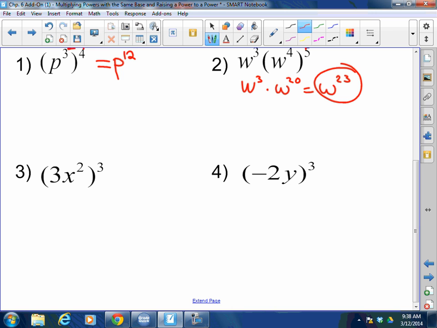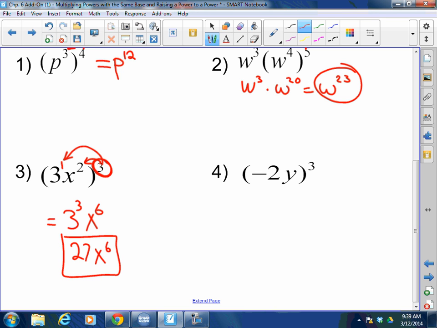Is there an exponent here on the 3, guys? There's an invisible 1 here, right? Don't forget about that, please. This is going to be 3 cubed x to the 6th. You multiply the outside exponent to every exponent inside of the parentheses. 3 cubed is... come on guys, 3 times 3 is 9, 9 times 3 is 27. Come on, my friends. Focus. Pay attention. Thank you. And last but not least, what do we have here?